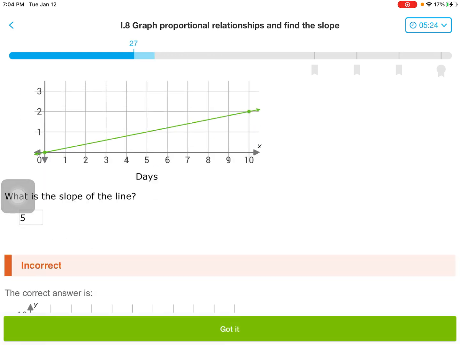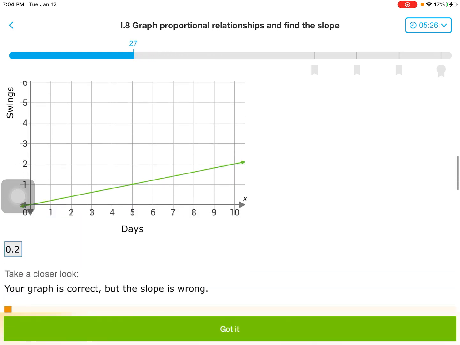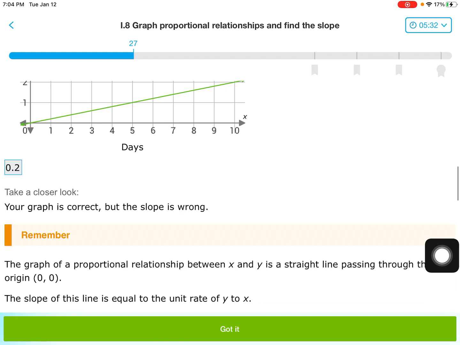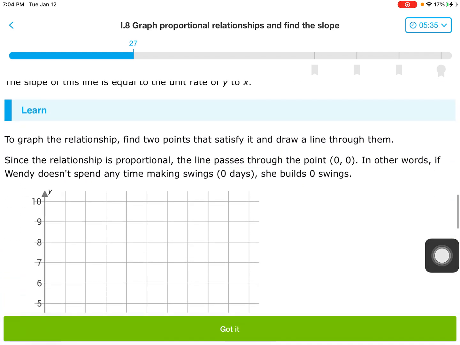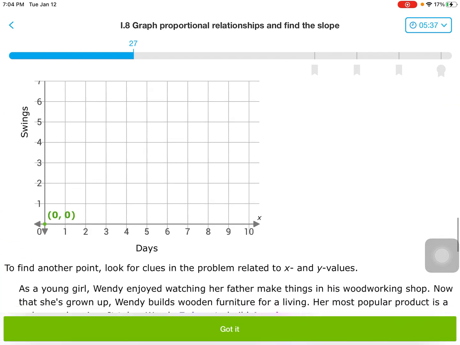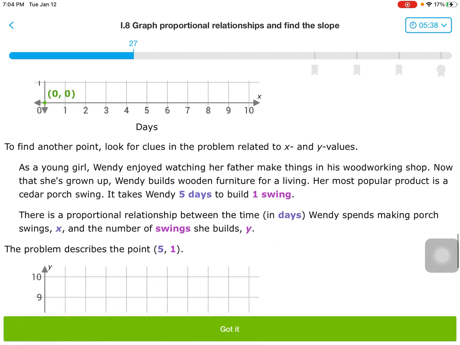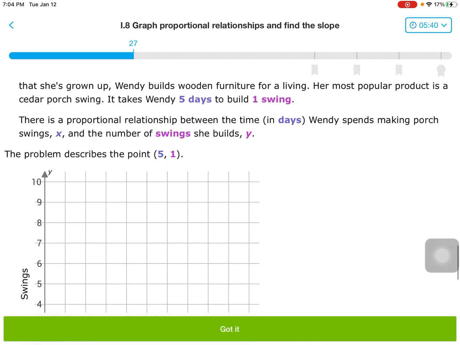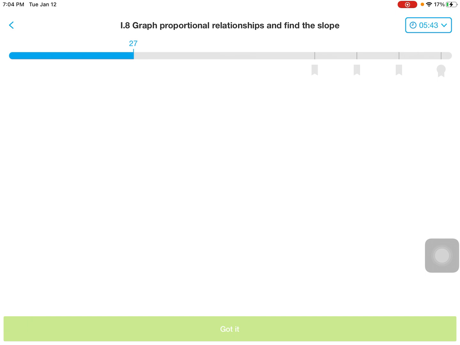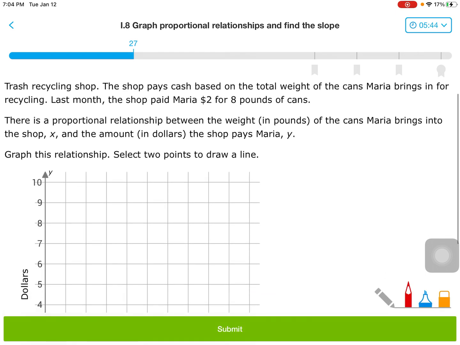Yeah, that's one I wasn't sure about: 0.2. I'm not a fan of this one because it came into a fraction. So I'll explain it in the next one that comes.